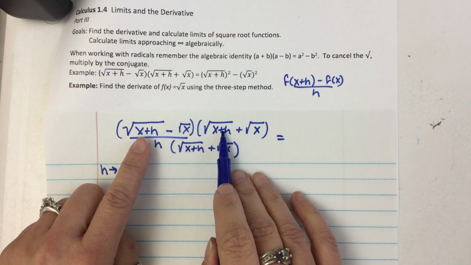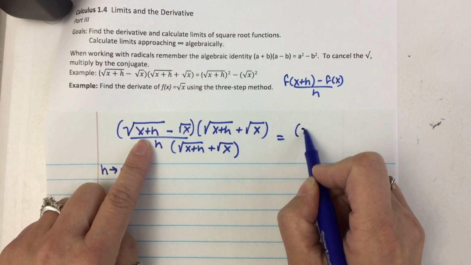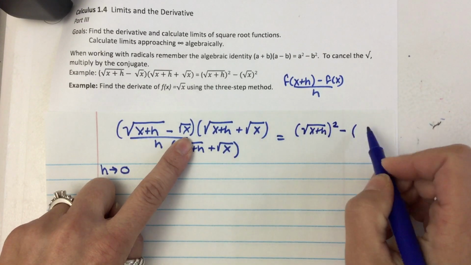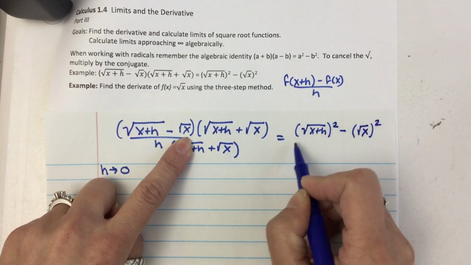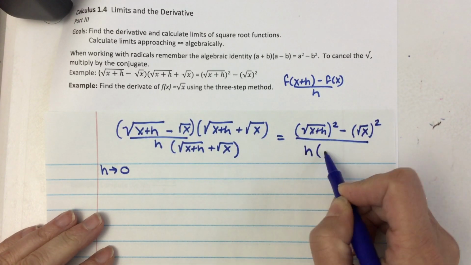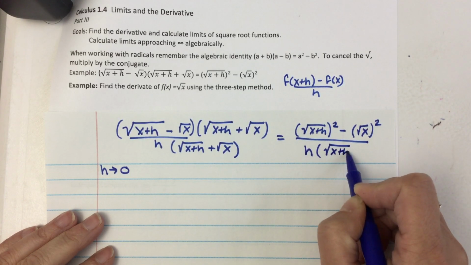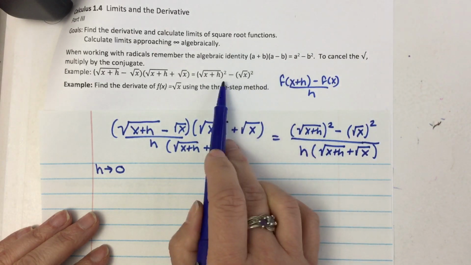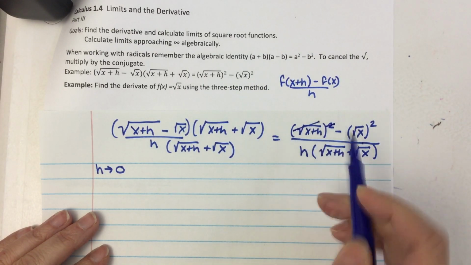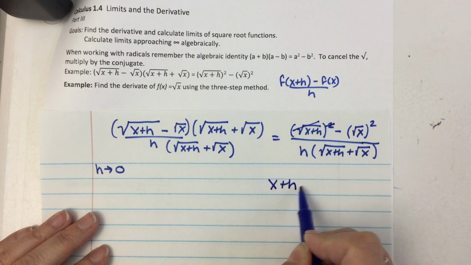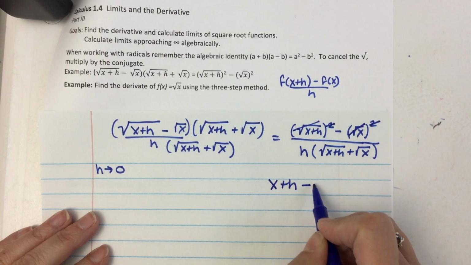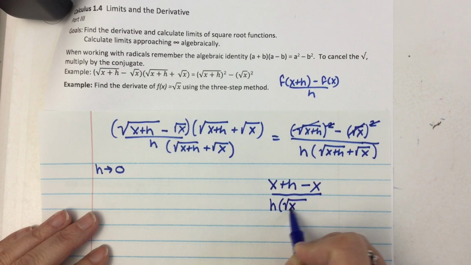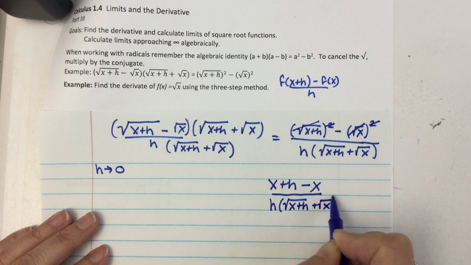Using our little rule, I can now take the first value, square root of x plus h squared, minus the second value, square root of x squared. And that is over h times the square root of x plus h plus the square root of x. So I just use this property right here. Now here, a square cancels a square root. So it's x plus h minus x, since the square cancels the square root, over h times the square root of x plus h plus the square root of x.